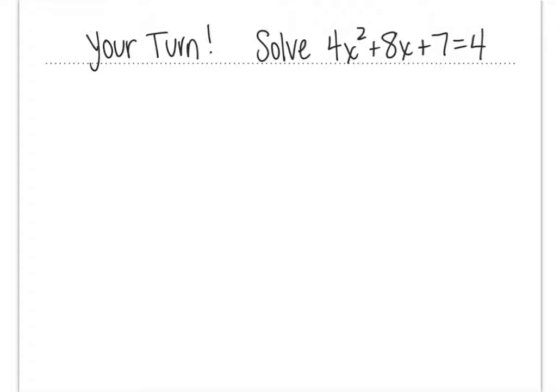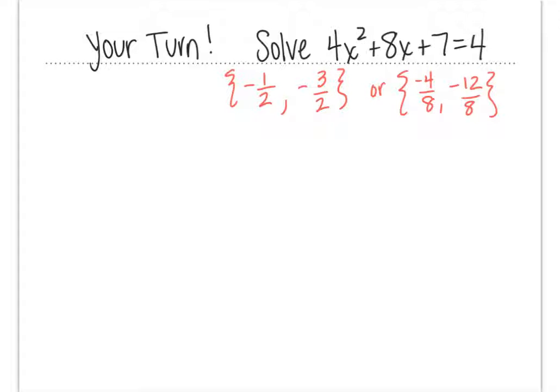For this equation, you should have gotten the solution set negative 1/2 and negative 3/2. If you did not simplify your answers, that's okay. You would have gotten negative 4/8 and negative 12/8. Those are what's called equivalent solutions. Both of them are acceptable, but if you got the second set of solutions, you should probably try to simplify your answer by dividing out a common factor.